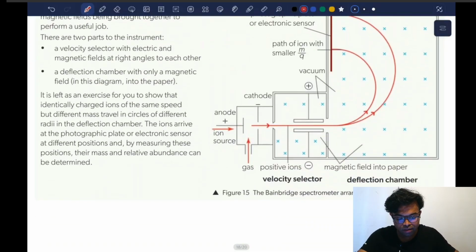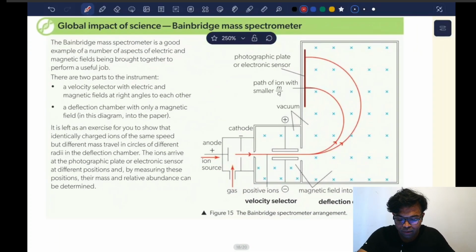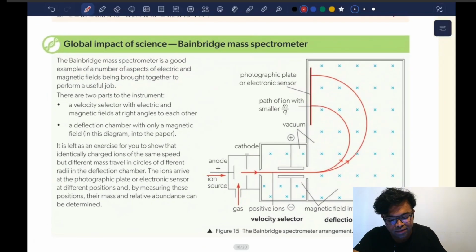Okay, next. The Bainbridge mass spectrometer is a good example. Let's actually discuss this.